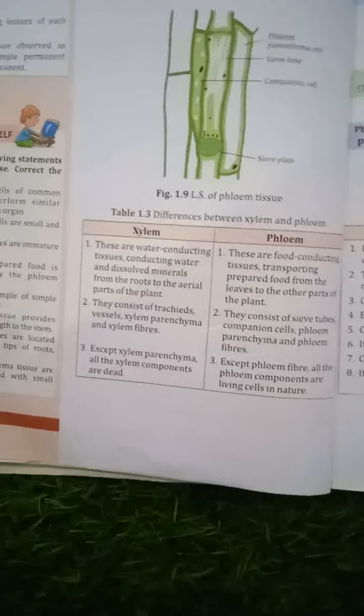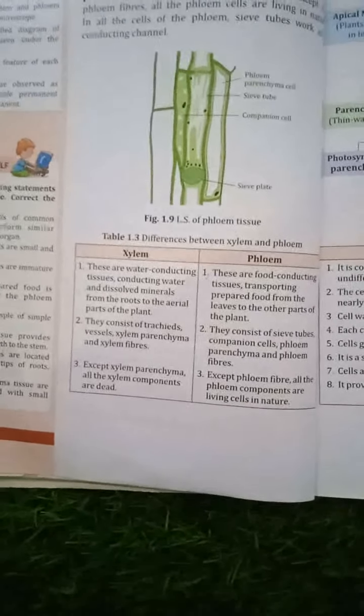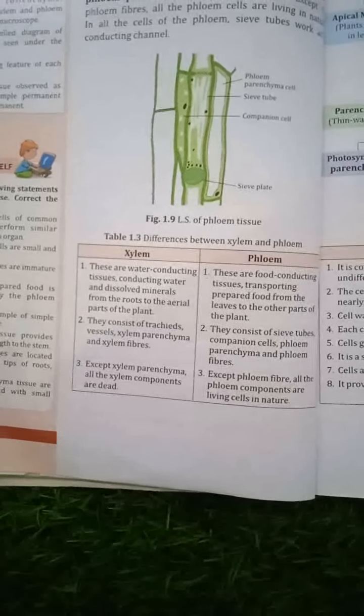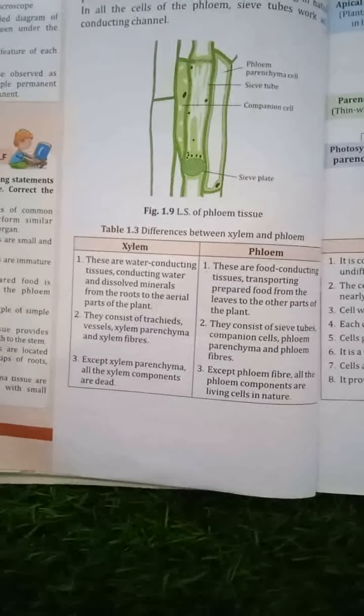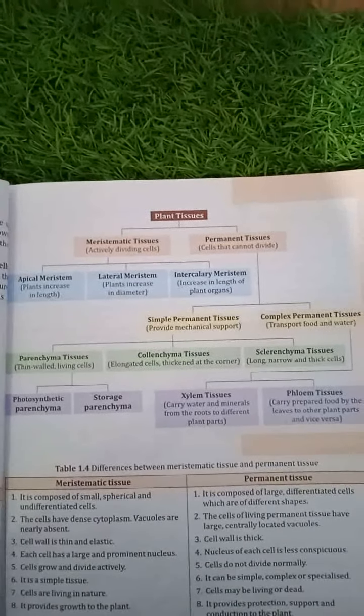This is a very important difference which you have to memorize. If anyone asks you about xylem, only xylem parenchyma is living. All other components, tracheids, vessels, and xylem fibers, are dead. But if we are talking about phloem, only phloem fiber is dead in nature, but all the phloem components like sieve tubes, companion cells, phloem parenchyma, they all are living in nature. Understood the difference? That was all in your chapter of plant tissues.